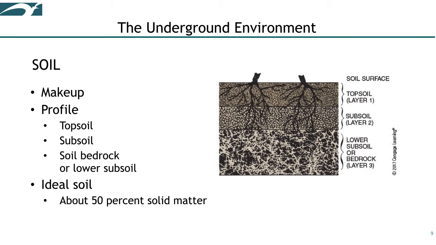The soil makeup has the topsoil, the subsoil, the lower subsoil, and the bedrock. Ideal soil is about 50% pore space and 50% solid matter. This is very important, especially when you're going onto a new building site. You do not want to just destroy all the good soil, but you want to keep some of the good soil for planting.